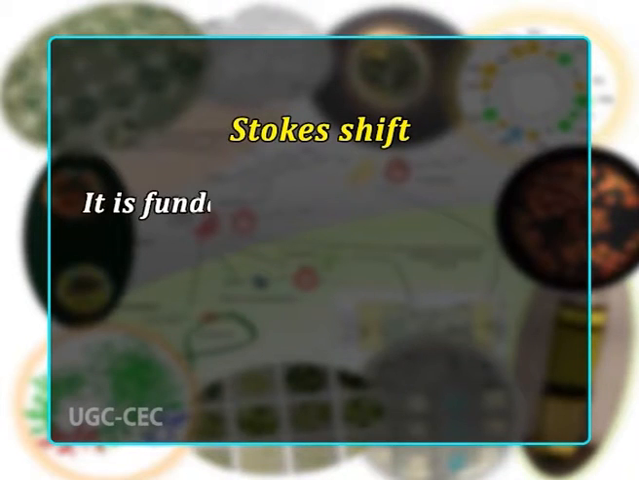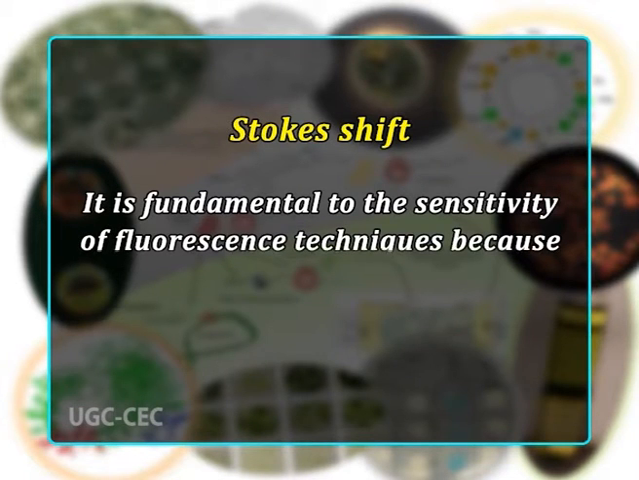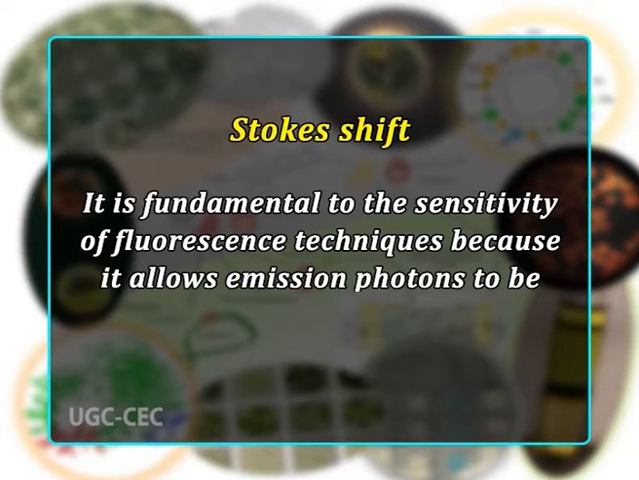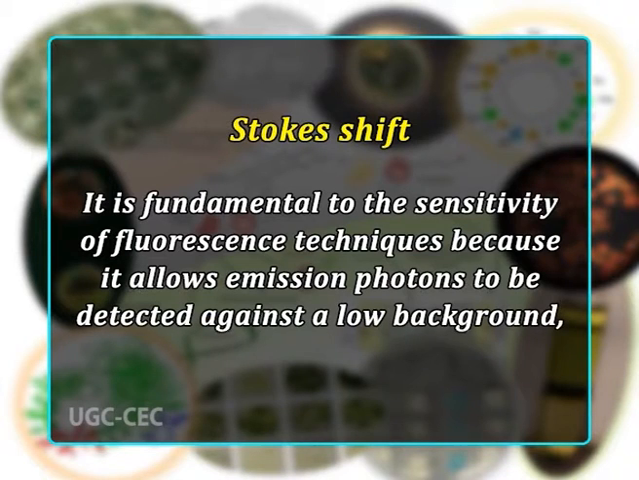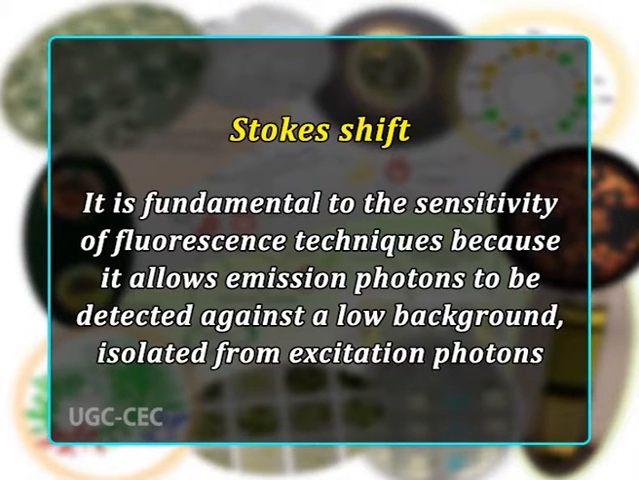The difference in the energy or the wavelength is represented in terms of Stokes shift. The Stokes shift is fundamental to the sensitivity of fluorescence techniques because it allows emission photons to be detected against a low background, isolated from the excitation photons. In contrast, absorption spectrophotometry requires the measurement of transmitted light relative to high incident light levels at the same wavelength.